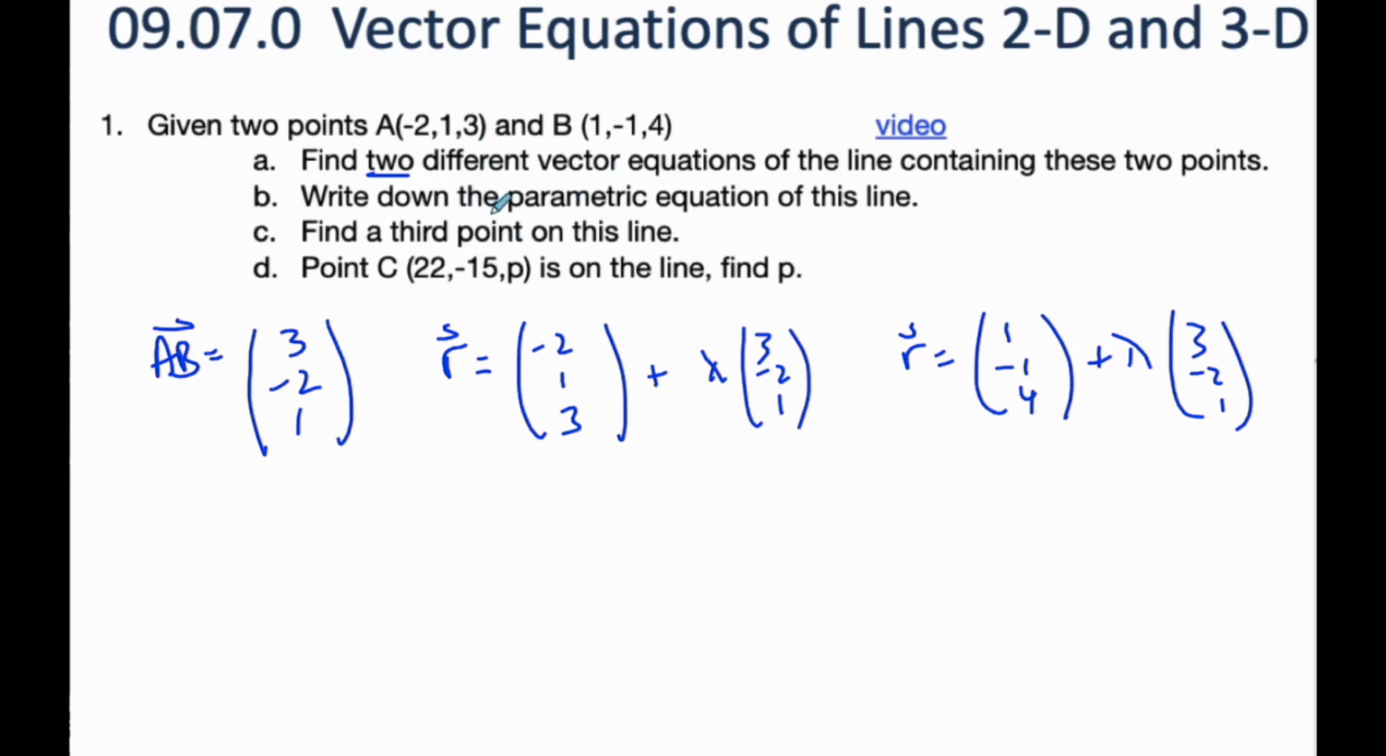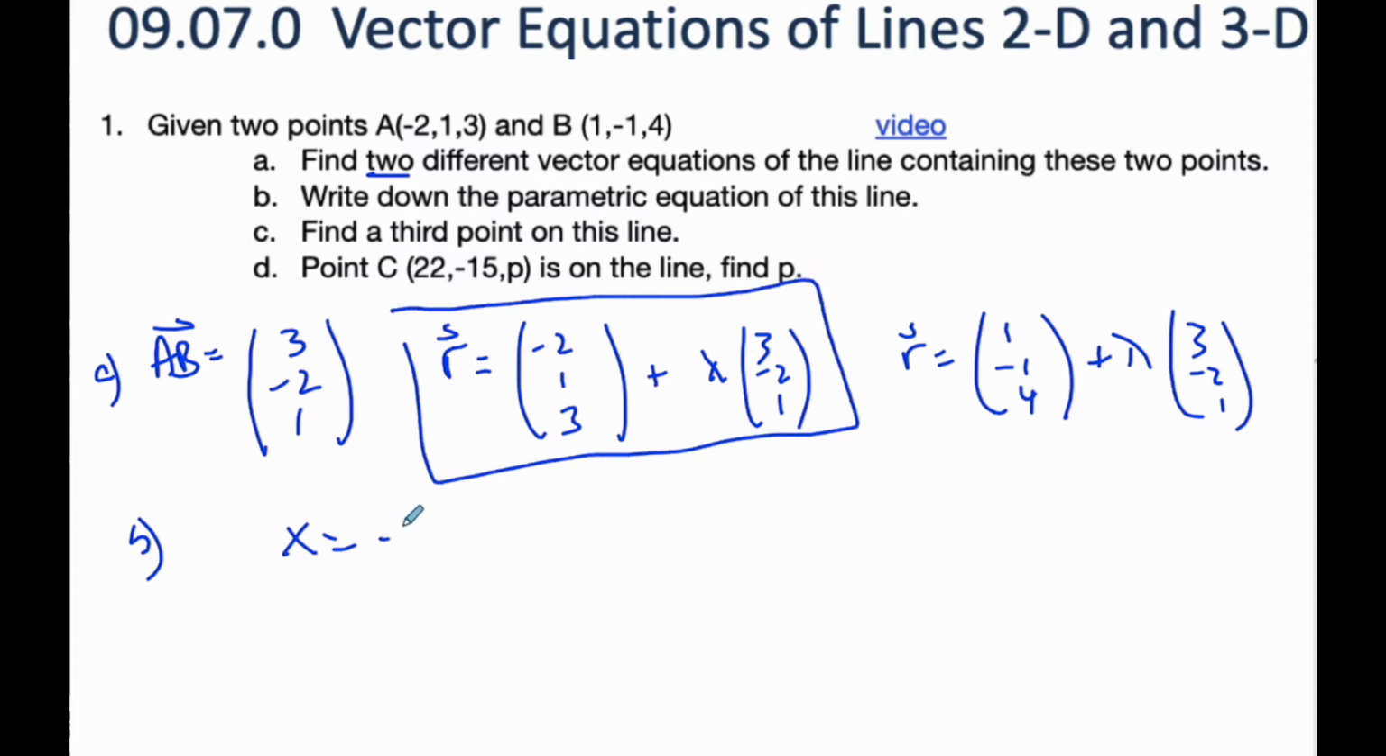Okay, so now I want to write it as a parametric equation of a line. I almost think vector equations and parametric equations are almost the same. Here, parametric just means I'm going to take my x values, and I'm going to use this point here. My x values are going to be -2 plus 3 lambda. Y will be 1 subtract 2 lambda, and then z is 3 plus lambda. This is the parametric equation of the line.